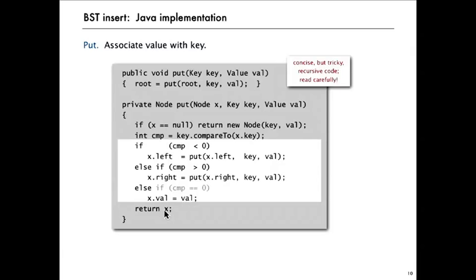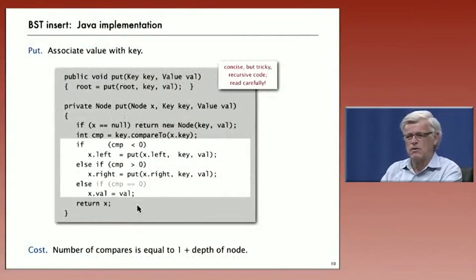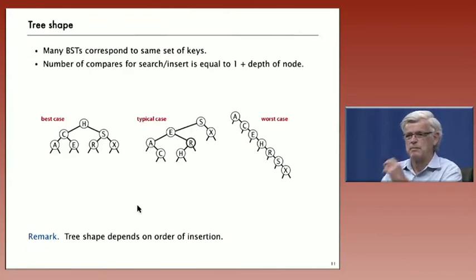Again, when we look at more sophisticated values, we'll be returning something else. So it's worthwhile checking that you believe that this code implements the simple binary search tree algorithm that we demoed, where when we fall off a null link, we create a new node and replace that null link with the new node. So that's insert for binary search tree in a symbol table. And again, the cost of this is the number of compares is equal to 1 plus the depth of the node. We just go down a path in the tree.